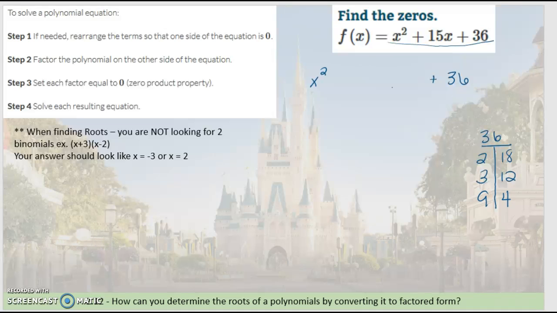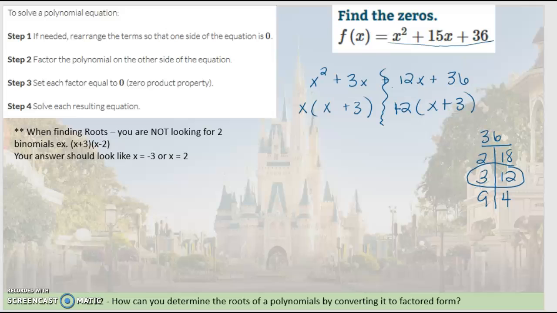I've already kind of found my two though, because 3 and 12 add up to be 15, so I know that's the numbers I'm going to choose. So I have plus 3x plus 12x. Split it in half and take my GCF, which is x plus 3. And then the biggest number that goes into those two is actually 12, and then we have x plus 3. So our two factors here are x plus 12 and x plus 3.